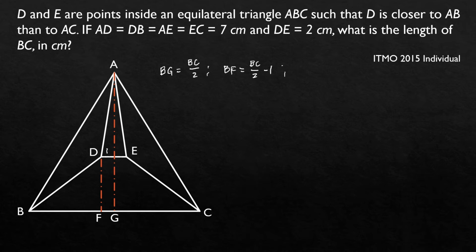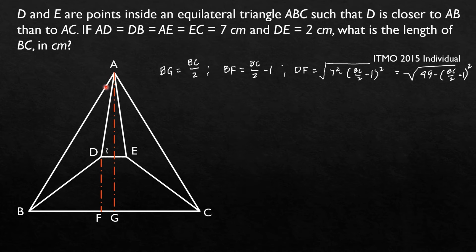Also, we can give the measure of segment DF. If we have the measure of segment BD as equal to 7 centimeters, and we have an expression for segment BF, then by the Pythagorean theorem, segment DF is equal to the square root of 7 squared minus BF squared, that is BC over 2 minus 1 squared. So DF is equal to the square root of 49 minus (BC over 2 minus 1) squared.